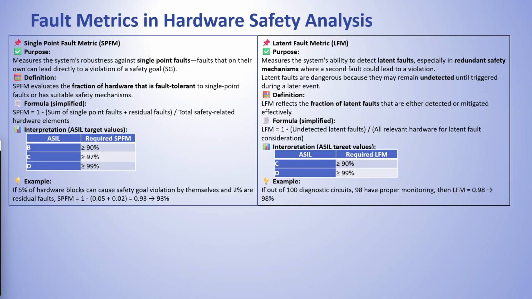Correction. The original outline had higher LFM targets, checking the source standard. Second edition: ASIL B, 60%, ASIL C, 80%, ASIL D, 80%. Let's stick with ASIL C, 80%, and ASIL D, 90%.